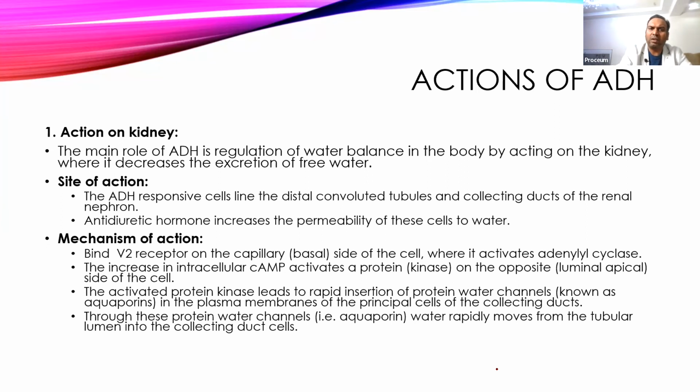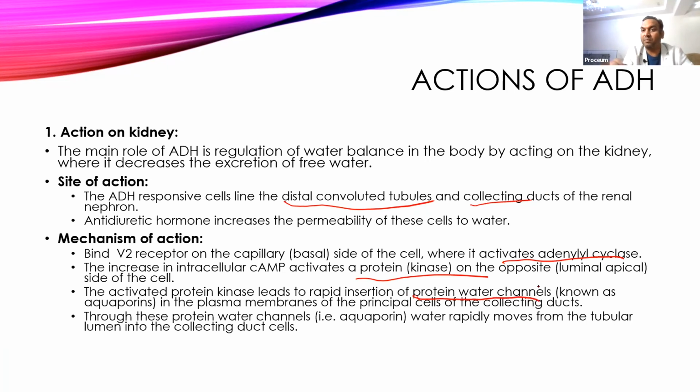ADH usually acts on the distal convoluted tubule, and almost all hormones and drugs usually act on the distal convoluted tubule and collecting duct. So it also acts there, and it increases the permeability of the distal tubules and collecting ducts to water, causing more and more water to be retained in the body. Now how does it occur? It binds to the V2 receptors and that activates adenyl cyclase. So a second messenger system is involved: adenyl cyclase activates protein kinase inside the cell, and that protein kinase causes the formation of the water channels.